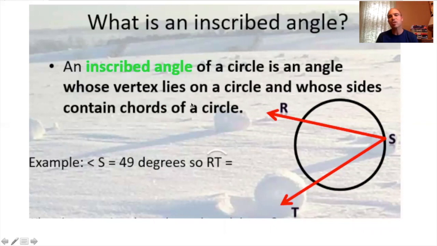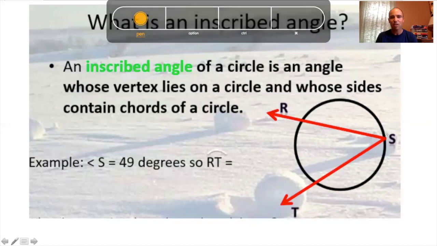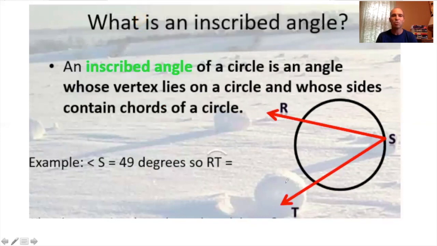Not the case with inscribed angles. Now, what's an inscribed angle? Basically, the vertex is on the circle, and it's kind of two chords, you could say. And a little something to know is that this angle will actually be half of this arc. So if angle S is 49 degrees, you're going to have to multiply by 2, and the arc will be 98 degrees. Just to show you how I came up with that, 49 times 2 equals 98. So the inscribed angle will end up being half the arc it intercepts.